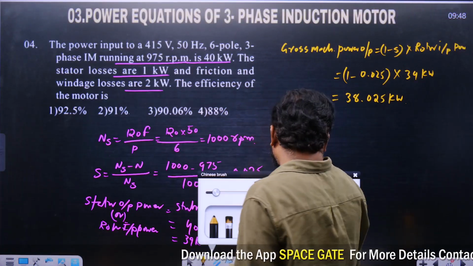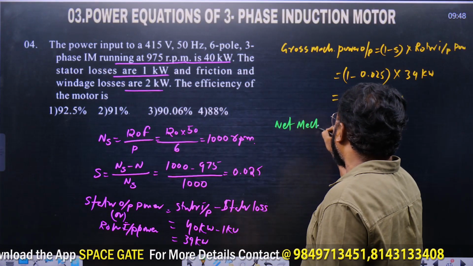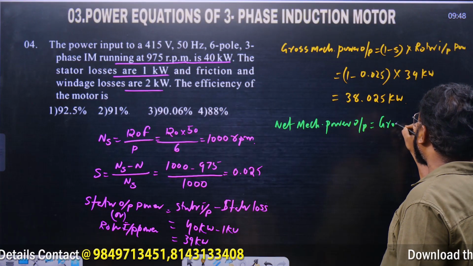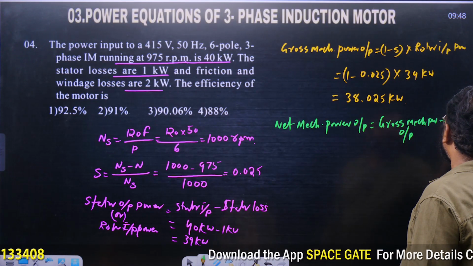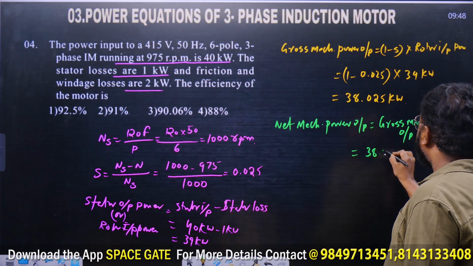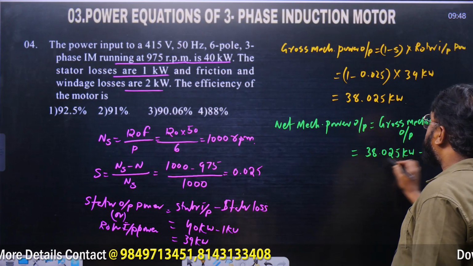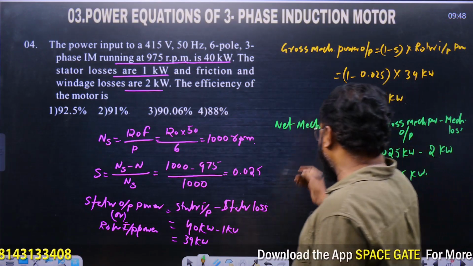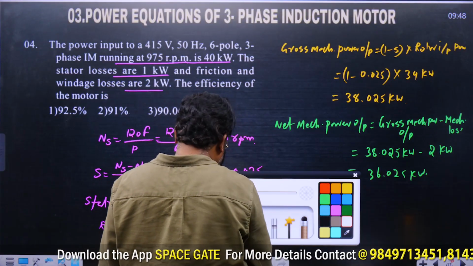If you want to find the efficiency, first let us calculate the net mechanical power output. The net mechanical power output of the motor is equal to the gross mechanical power output minus mechanical losses. So it is 38.025 kilowatts minus 2 kilowatts, which is 36.025 kilowatts. This is the net mechanical power output of the motor.